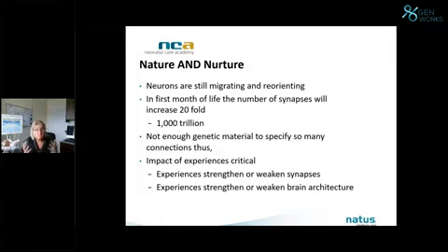In the first month of life, the number of synapses will actually increase 20-fold to around 100 trillion. And there's really not enough genetic material to specify so many connections. What we know is that the impact of experiences is critical. Experiences either strengthen or weaken synapses. Experiences strengthen or weaken brain architecture. So it's important that the experiences we offer our infants in the NICU are very, very positive.